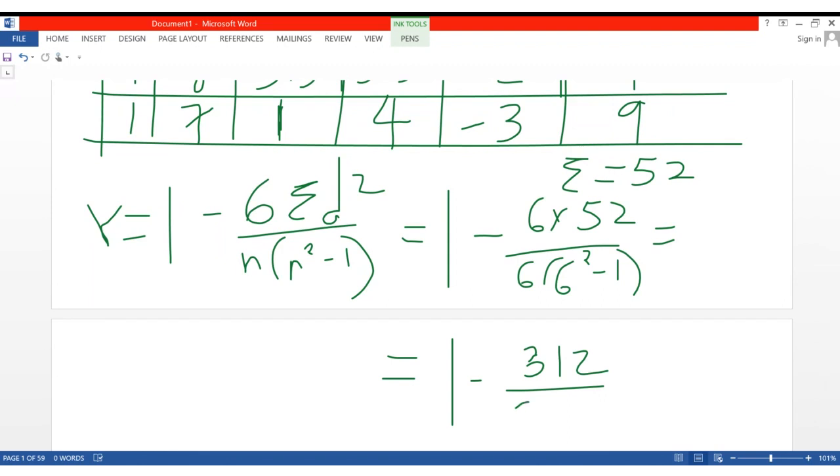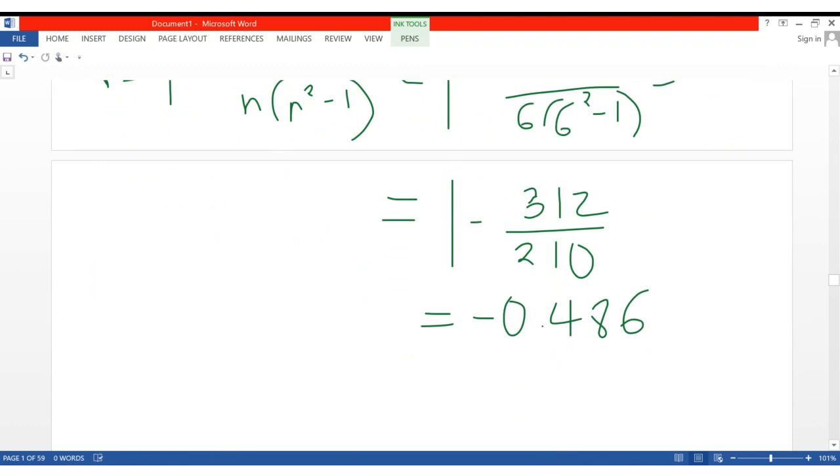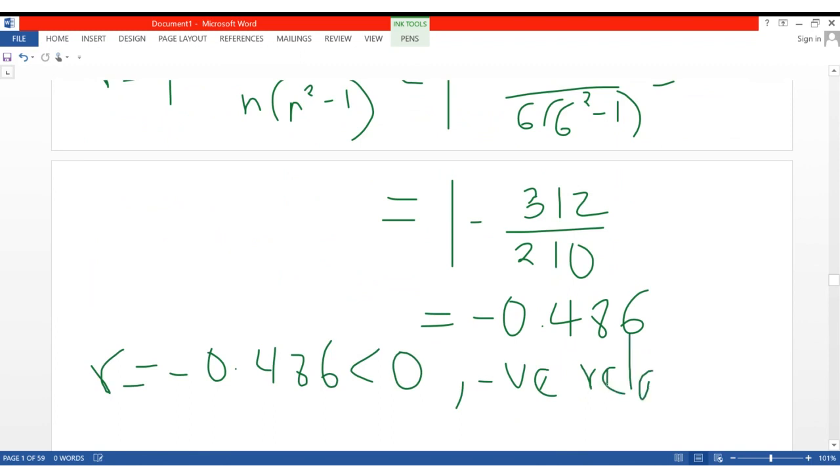So 312 divided by 210, and then 1 minus the answer. This one I'm getting as negative 0.486. Now, the value of R is very important. Since R is equal to negative 0.486, which is less than 0, we have a negative correlation between X and Y. We have a negative relationship between X and Y.